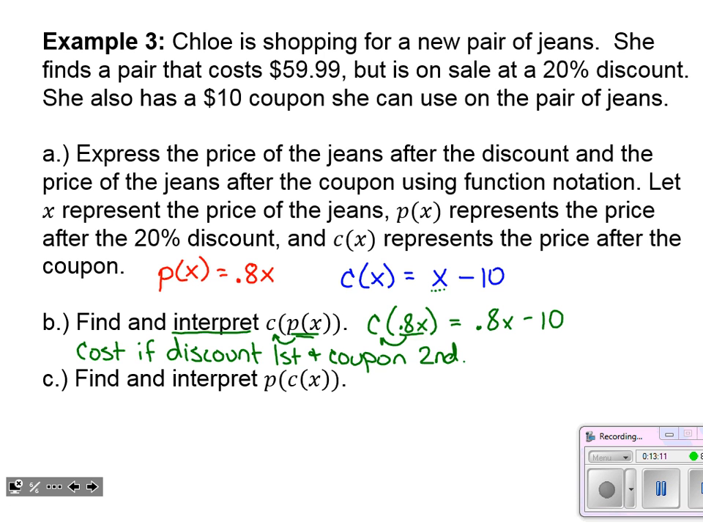All right, and then letter C says find and interpret P of C of x. So we're switching the order that we work through these two functions. C of x is x minus 10. So I'm really trying to find here P of x minus 10. Okay, and what does function P say to do? It says take 0.8 times your input. So that's 0.8 times x minus 10, which I guess we could simplify to 0.8x minus 8.